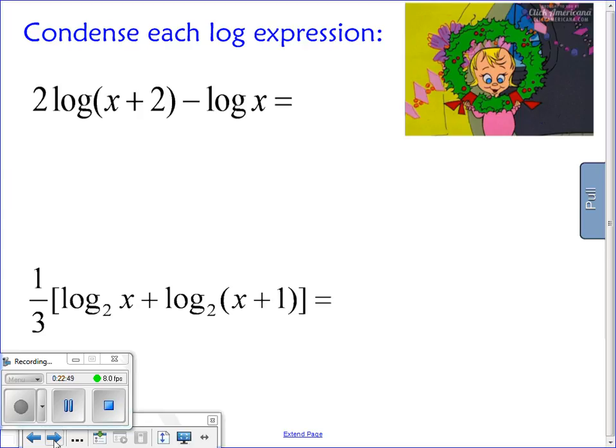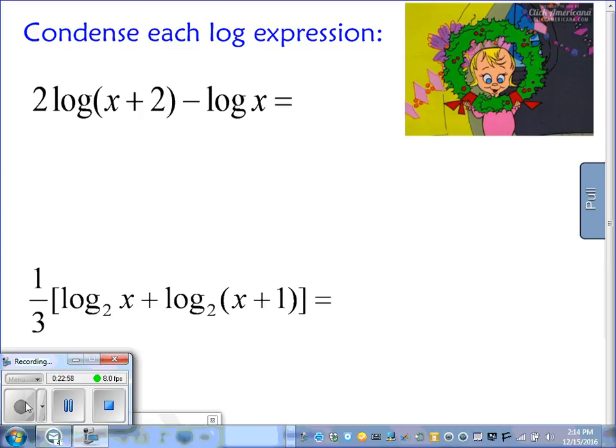All right, guys, here we go. Condense each log expression. You guys want to try this on your own? Yeah. Give it a try. Let's see what you can do. All right, guys, so the first one's definitely better than the second one. The second one kind of threw you guys a little bit.